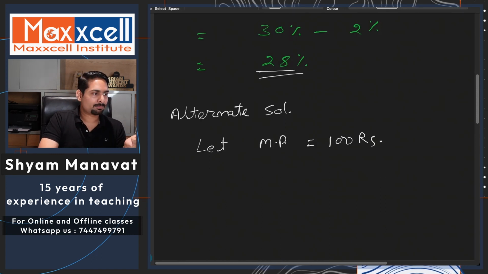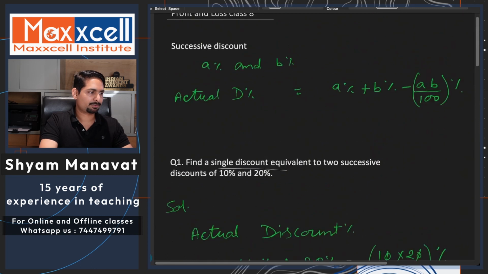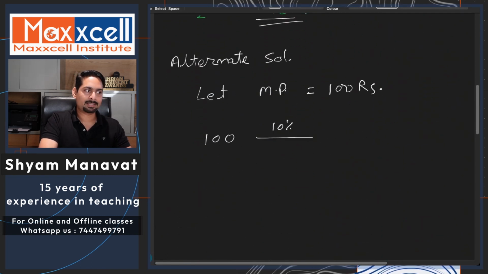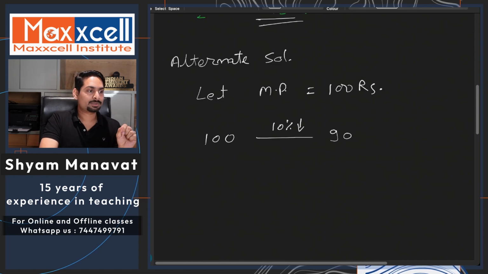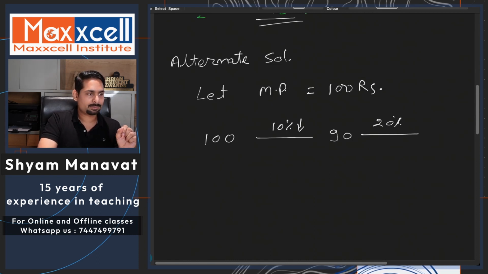So first discount offered, now I'll start from 100. First discount offered is 10%. Discount means decrease. So 100 decreased by 10% becomes how much? 90. Now successive means what? On this 90 you have another discount which is of 20%. So you need to calculate what is 20% of 90. What is 20% of 90?